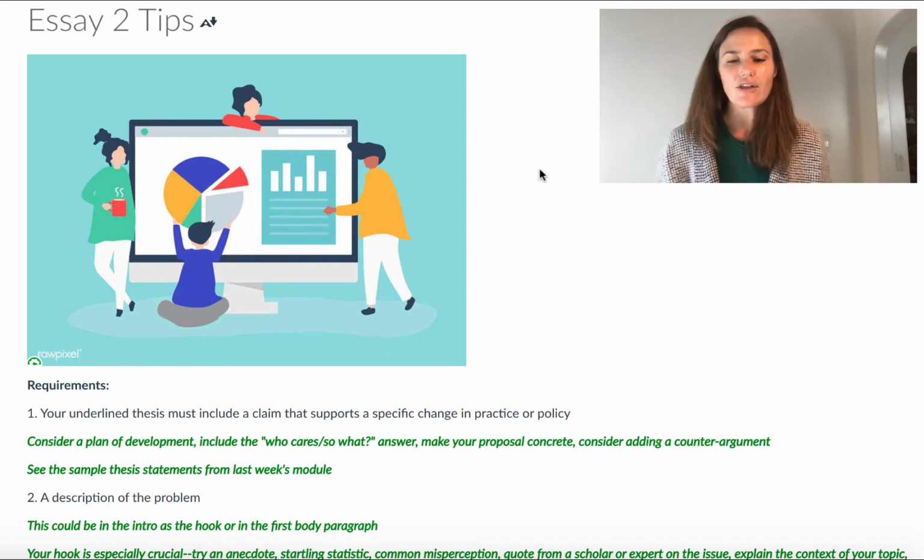So remember that your thesis has to include a claim that supports a specific change to a policy or a practice at Pierce. So it has to be something concrete and tangible. In your thesis, you might want to consider using a plan of development. Remember, that's where you list the subpoints of your essay, you list the main topic of each of your body paragraphs and the order that you will discuss them. You don't have to do that, but that's one option if you want to keep your essay really nice and organized.